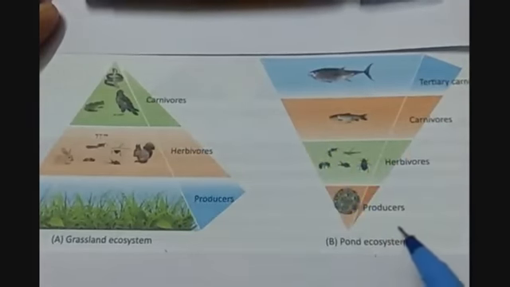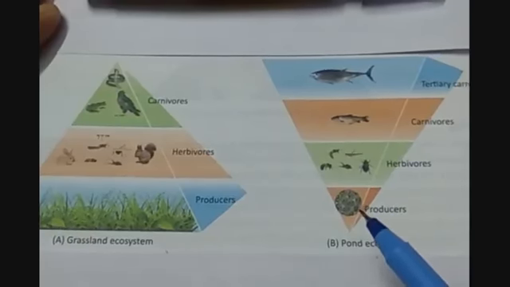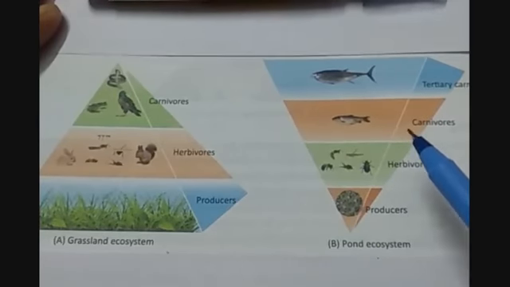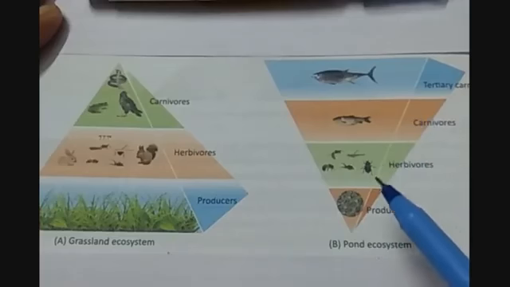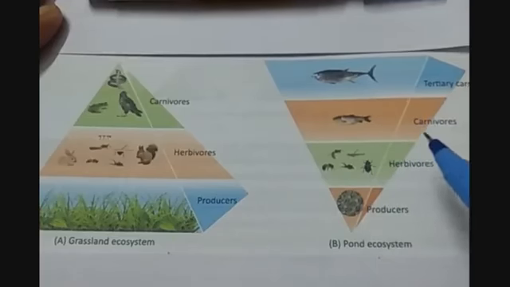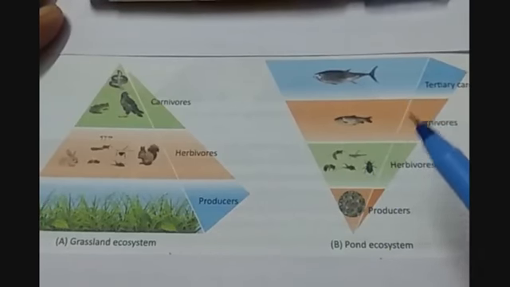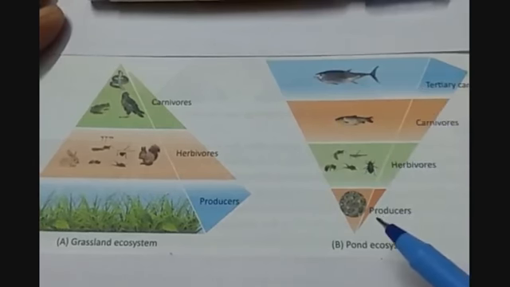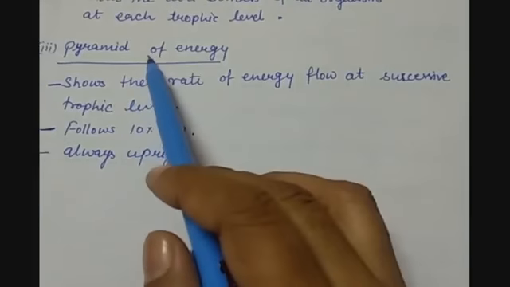Then in a pond ecosystem, producers are the algae. They are eaten up by herbivorous organisms. Then they are eaten up by carnivorous organisms like fishes. Then small fishes are eaten up by big fishes. In that manner, the biomass of organisms at each trophic level is increasing. So this pyramid of biomass is inverted.